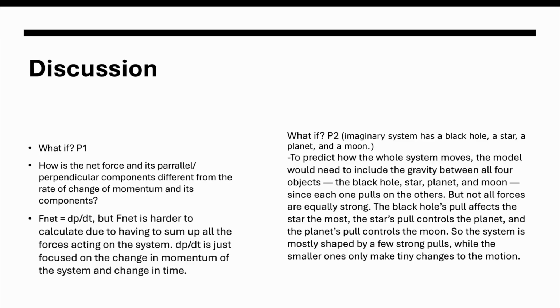What if, part 2? To predict how the whole system moves, the model would need to include the gravity between all four objects, including the black hole, star, planet, and moon, since each one pulls on the others. But not all forces are equally strong. The black hole's pull affects the star the most. The star's pull controls the planet, and the planet's pull controls the moon. So the system is mostly shaped by a few strong pulls, while the smaller ones only make tiny changes to the motion.